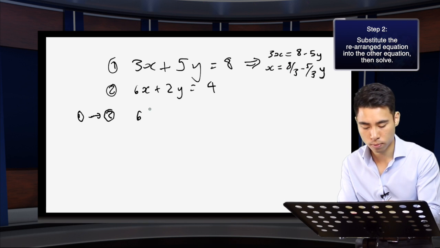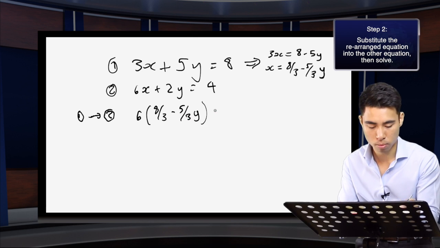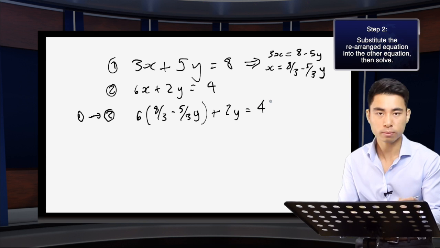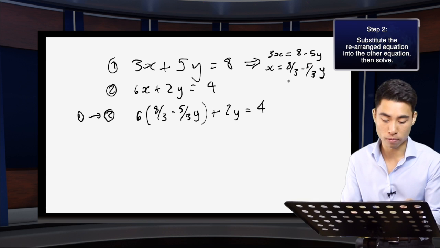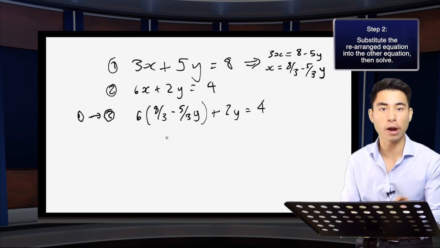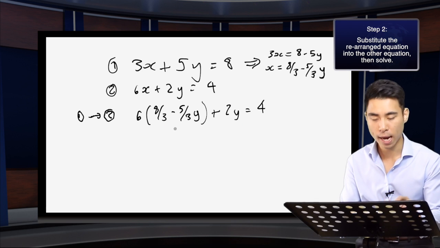So I've got 6, instead of x, I'm just going to put the right-hand side of that equation up here into here. So 6 lots of effectively my x, plus 2y equals 4. And you notice now that I've substituted the rearranged form of this equation into my second equation, I now have an equation involving only one variable. So essentially my x has disappeared from this equation, and now I can solve this.